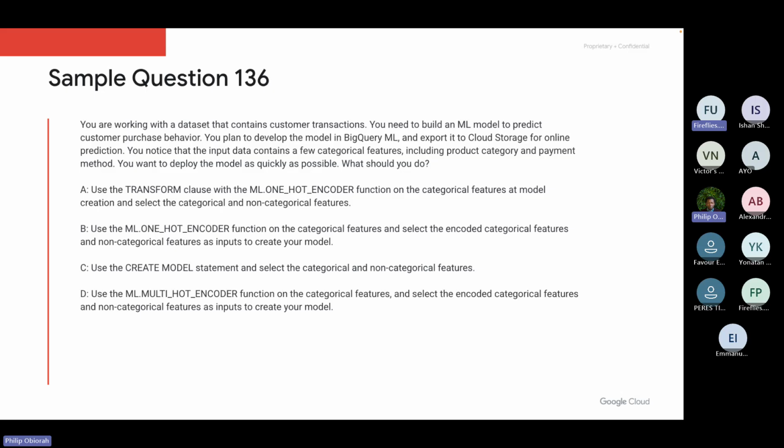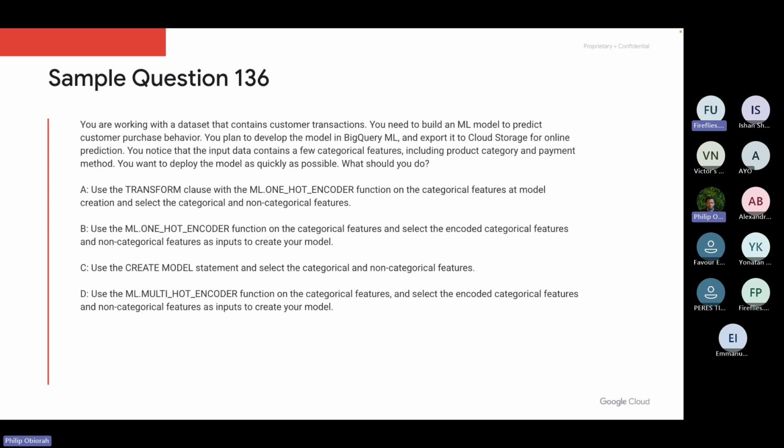Okay, so let's look at it together. The scenario is you're using BigQuery ML to build a model on customer transaction data. The goal is to train inside BigQuery, then export to Cloud Storage and save it for online prediction. Now, when you're serving, you might use Vertex AI endpoints. So how do you deploy the model as quickly as possible?